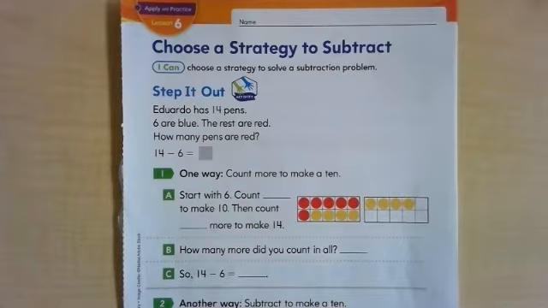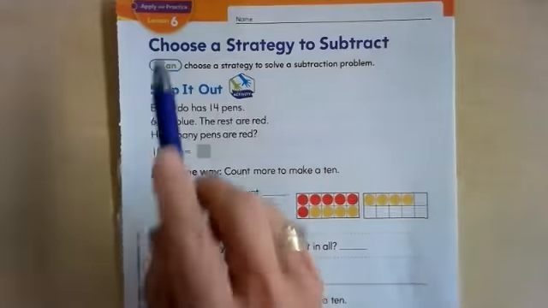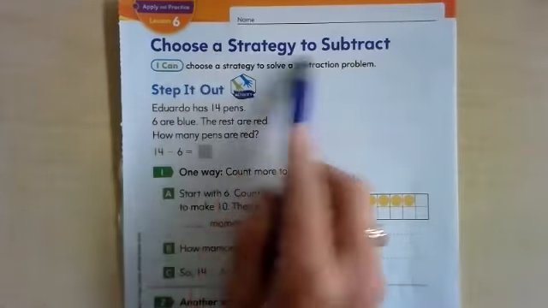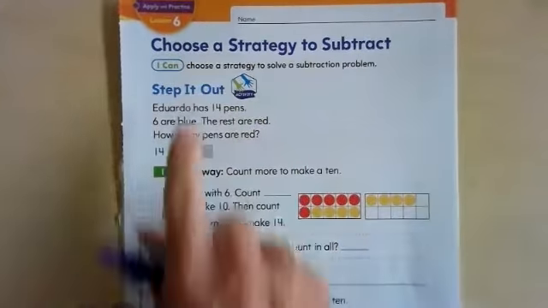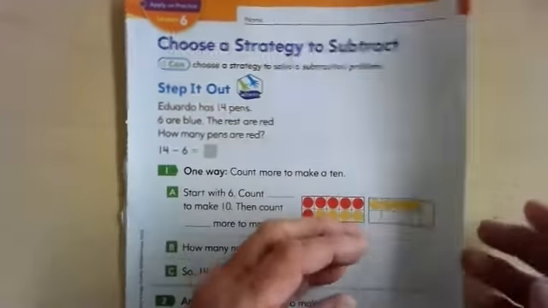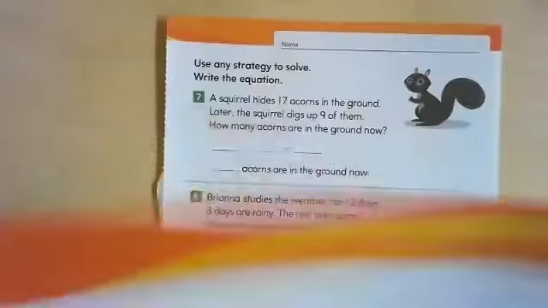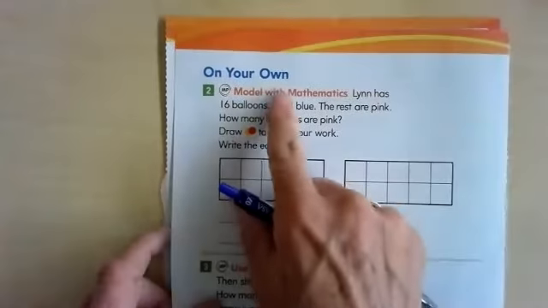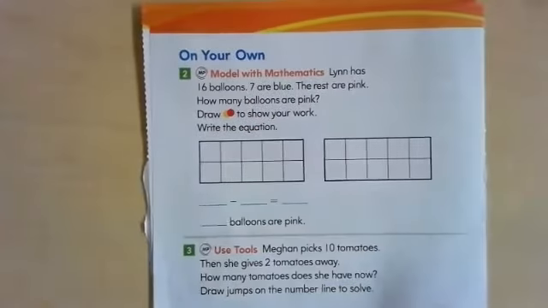Hello, boys and girls. This is lesson 6 of our subtraction, and this one is choose a strategy to subtract. Now, we are not going to do the step it out, so I want you to turn a couple of pages over until you get to the on your own. You're going to be doing the on your own on the computer today.